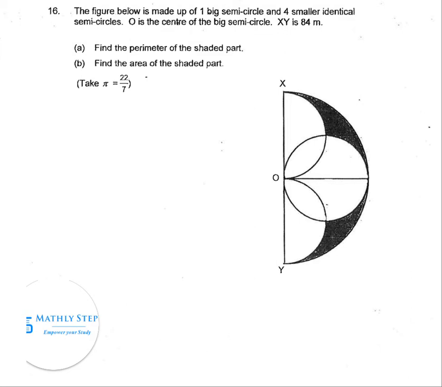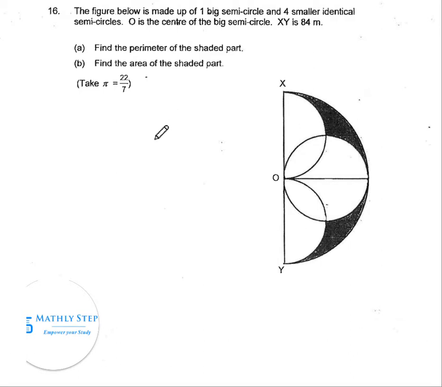Question 16. The figure below is made up of one big semicircle and four smaller identical semicircles. O is the center of the big circle. SY is 84 meters. A. Find the perimeter of the shaded part. B. Find the area of the shaded part.